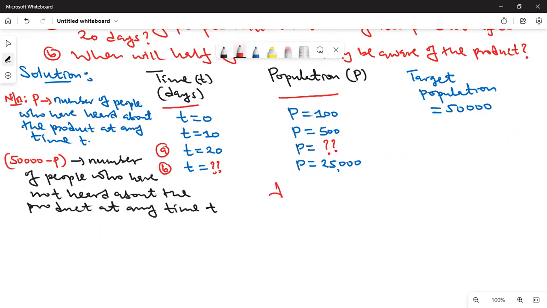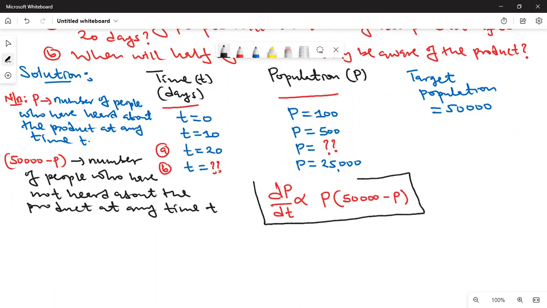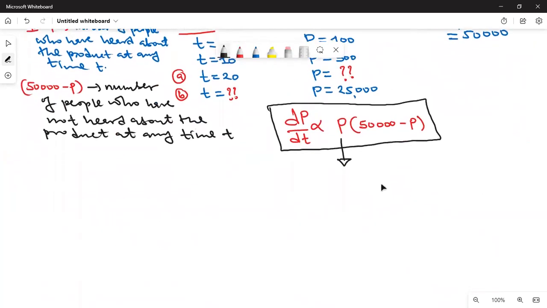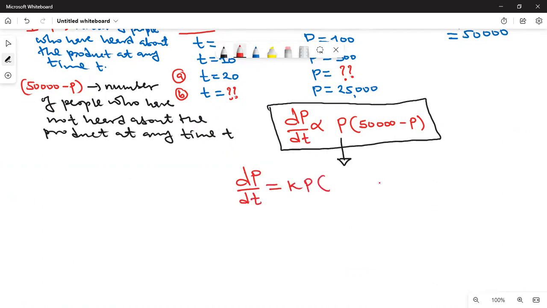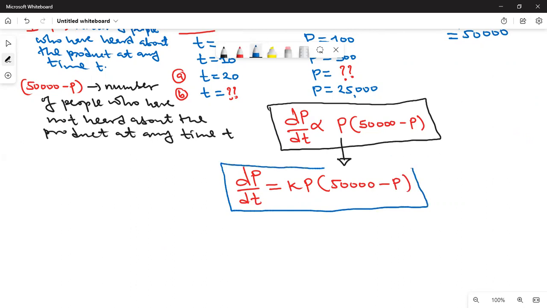So from the given information, we are told that the rate dP/dt is proportional to the product of those who have heard about the product and those who have not heard about it, P times (50,000 minus P). That's what we are told from that statement. And so from here, you can come up with the ODE governing that problem. Get rid of the proportionality symbol. So introduce a constant of proportionality so that our ODE in this case will be dP/dt equals a constant K times P times (50,000 minus P). So this one is the ODE governing that campaign of a new product.